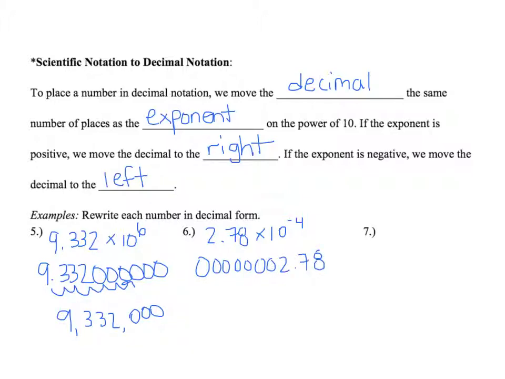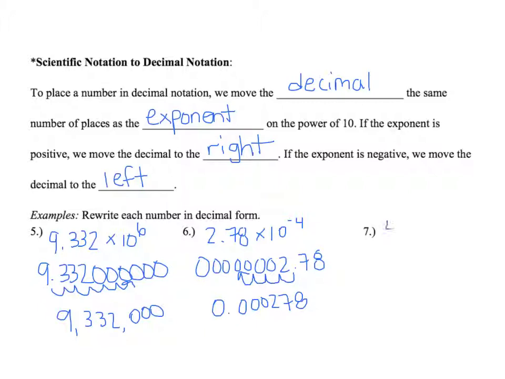Because remember, zeros are placeholders. And so I take my decimal and I move it 1, 2, 3, 4 places to the left. And so I'll have 0.000278. So a very small value.